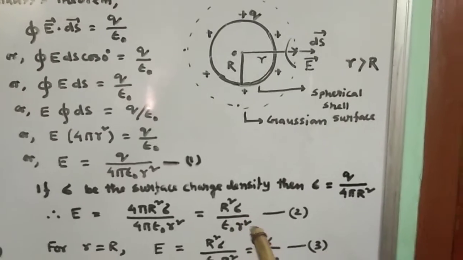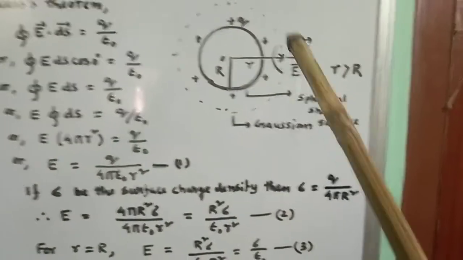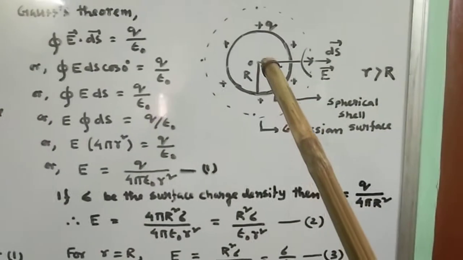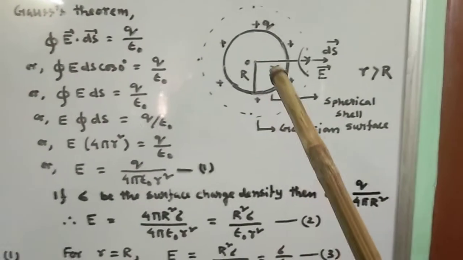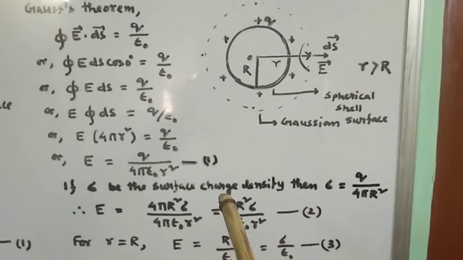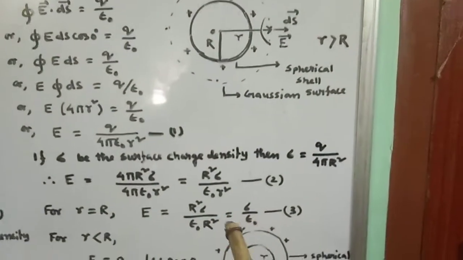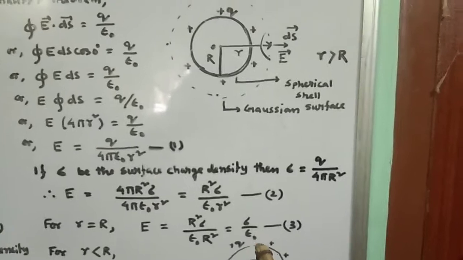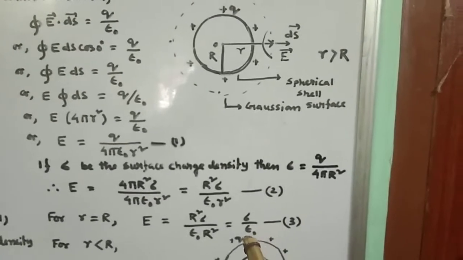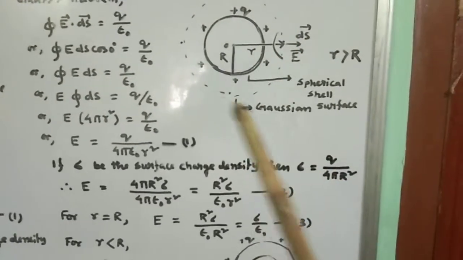Now if you have to define the field intensity on the surface of the spherical shell, you have to equate small r to capital R. If you substitute small r equal to capital R in this relation, it becomes sigma by epsilon naught. So this is the field intensity on the surface of the spherical shell.